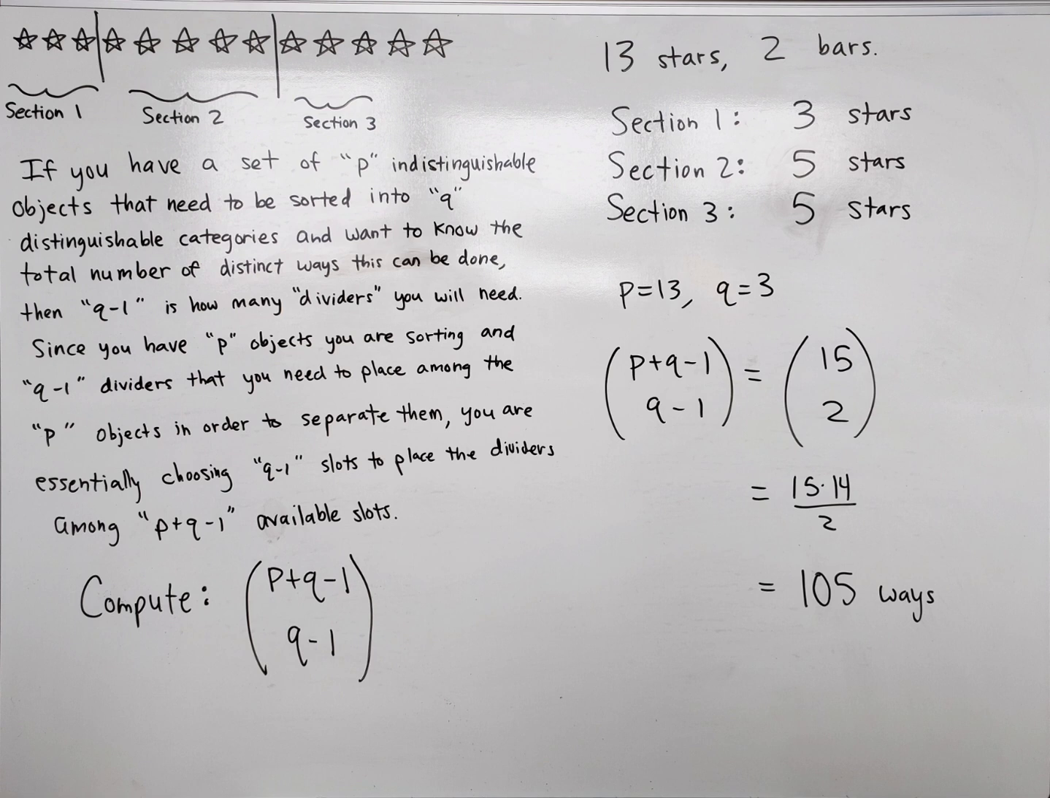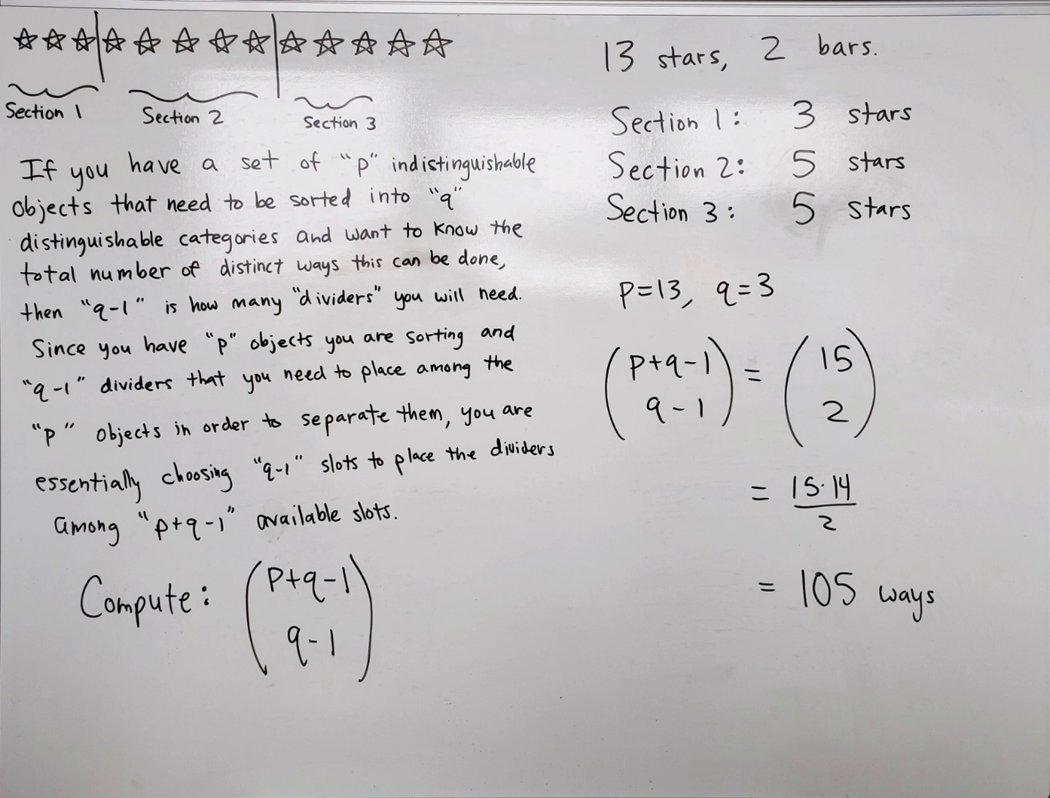Let's say we have 13 stars that are all indistinguishable from one another, meaning that all of them are the same and we can't tell one star apart from another one. We will put the stars in any one of three sections. And the question is, how many total ways can we place the stars in the three different sections?